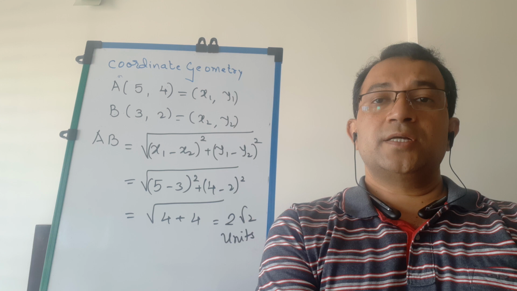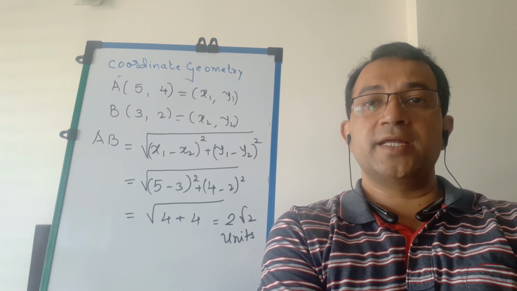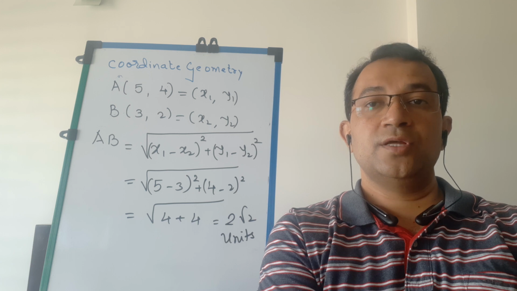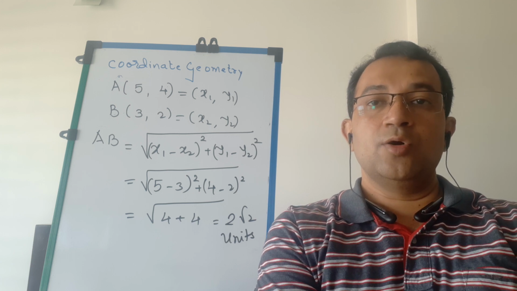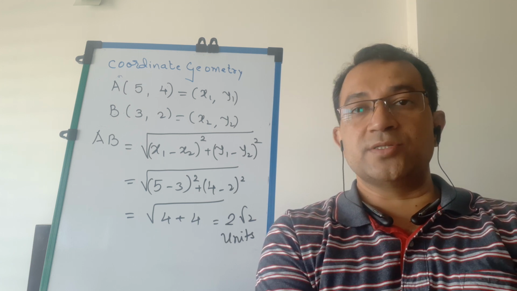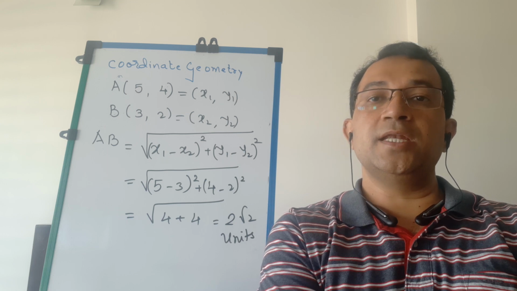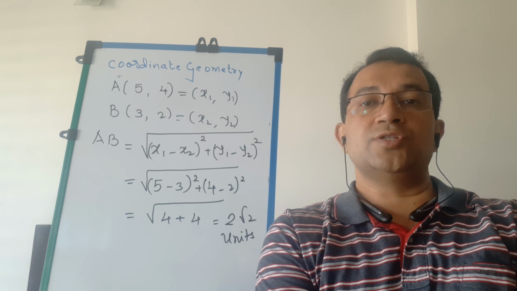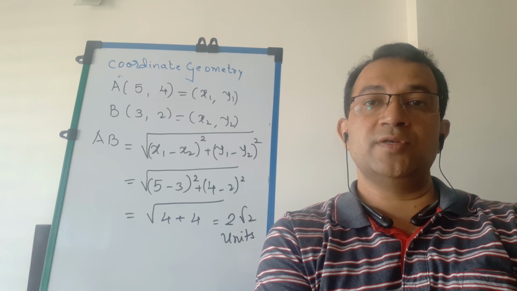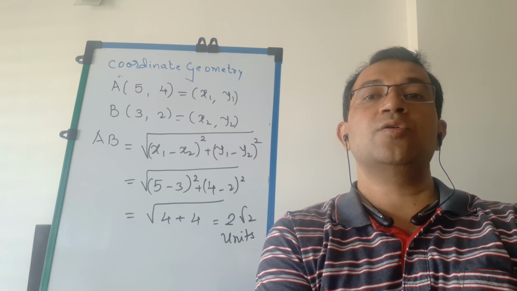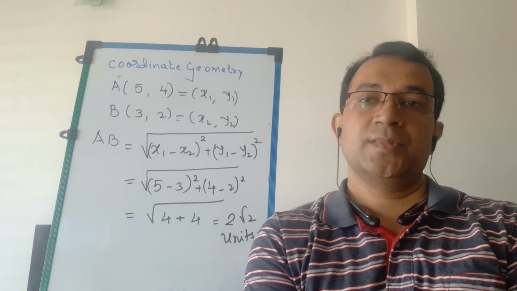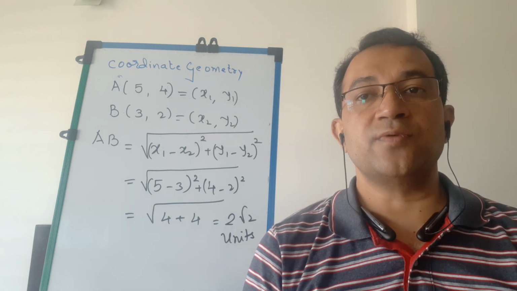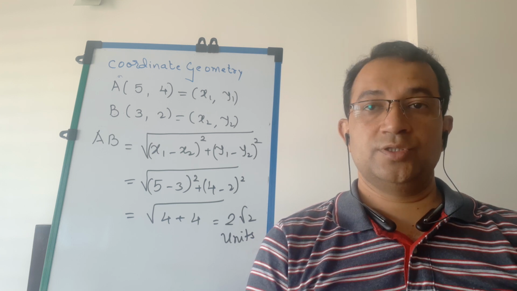Now, students, in your 10th standard you have studied, if I take any point on the x-axis, its y coordinate will be 0. So a general point on the x-axis is (x, 0), and if I take any point on the y-axis, its x coordinate will be 0. So a general point on the y-axis is always written in the form (0, y). Clear, students? So this is very important. This is the distance formula in R2.